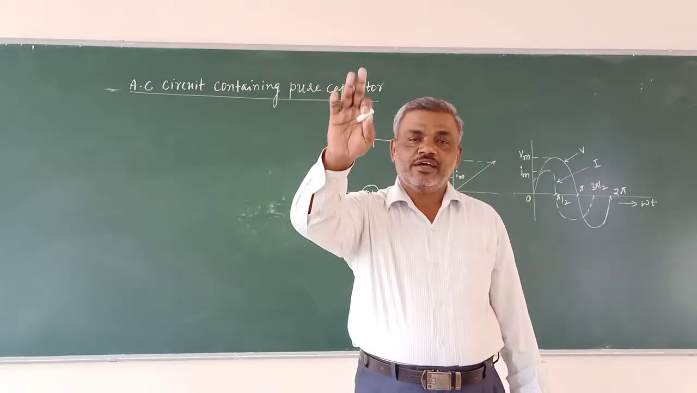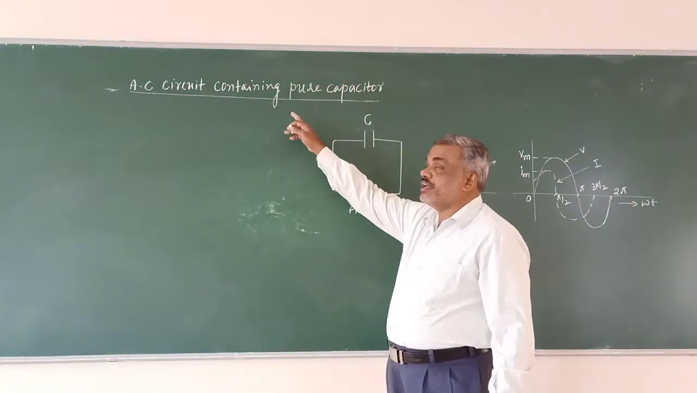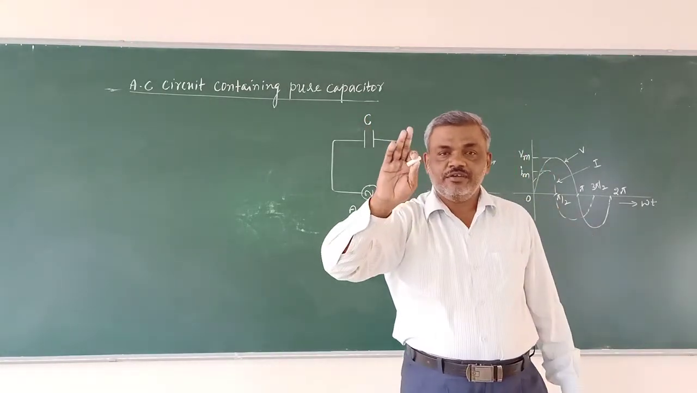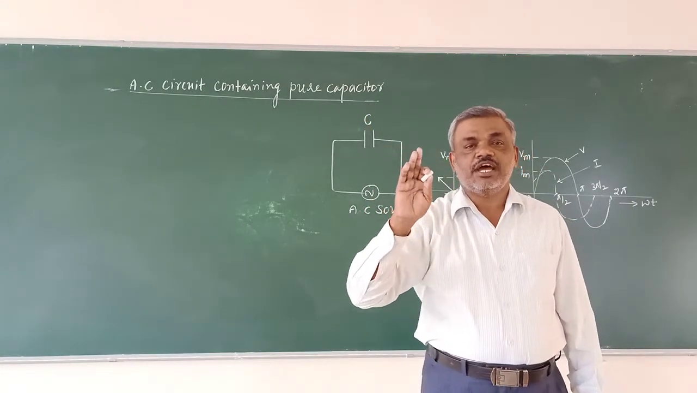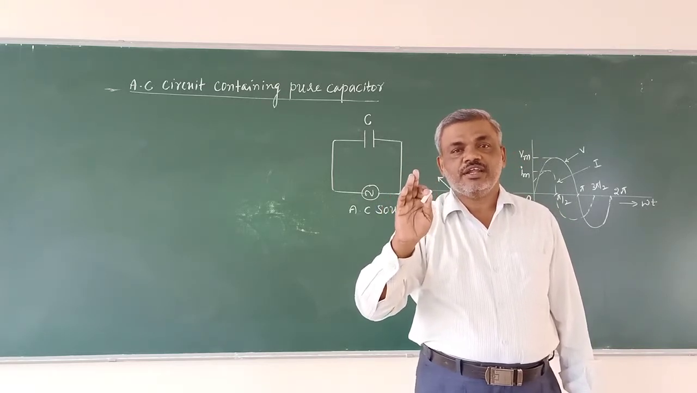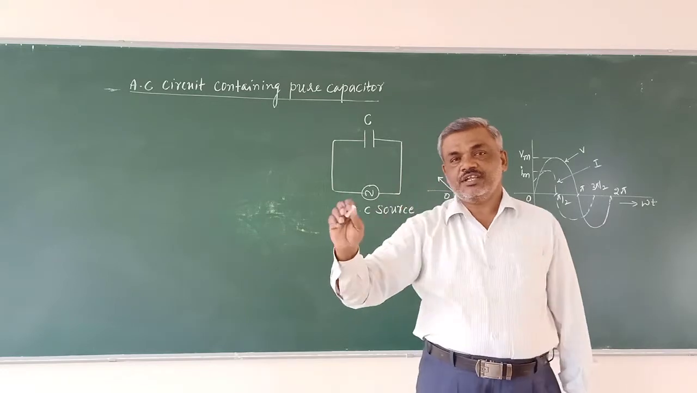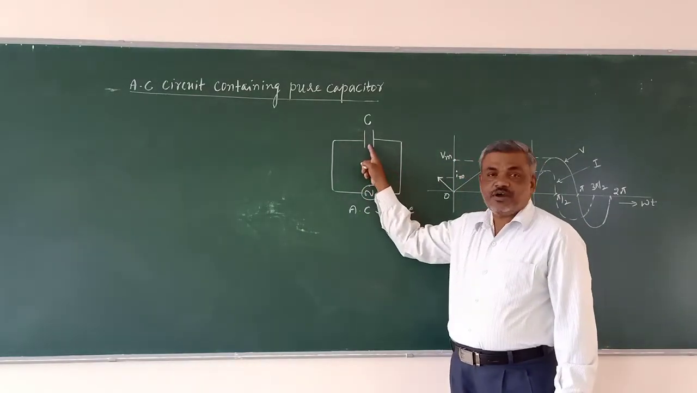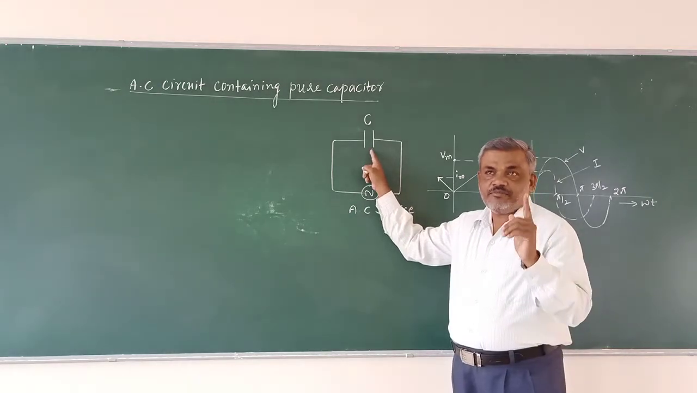Students, today's class is on the AC circuit containing a pure capacitor. A capacitor is a device for storing electric charge. A capacitor is an arrangement for storing electric charge. It consists of two parallel conductors separated by a small distance with a dielectric medium.